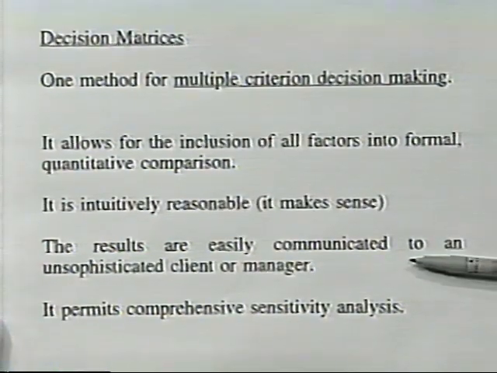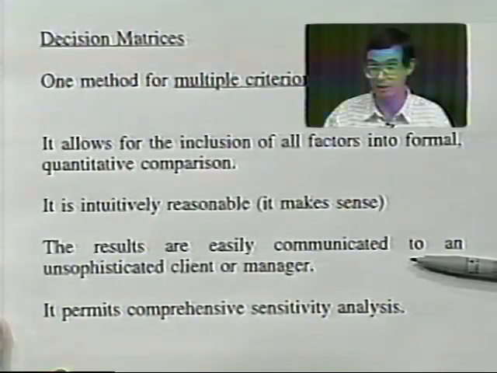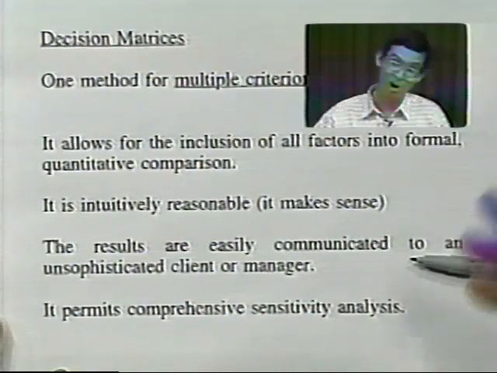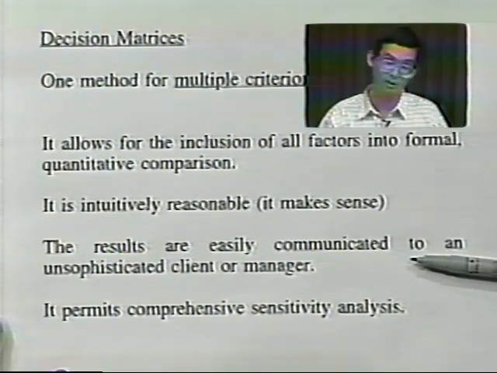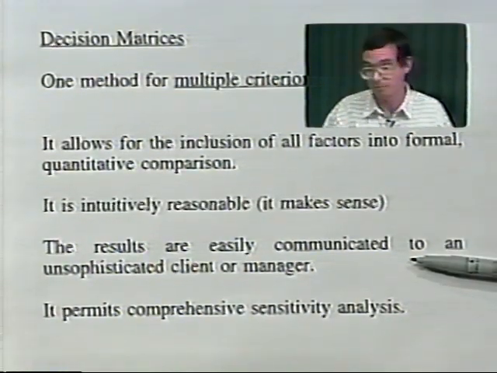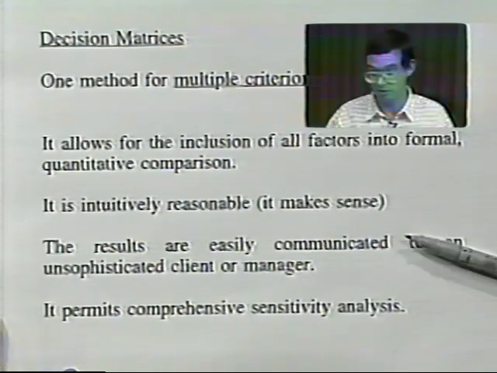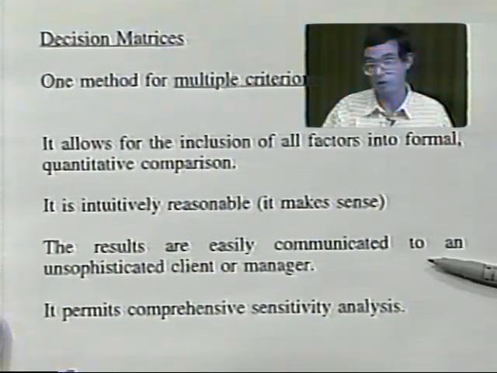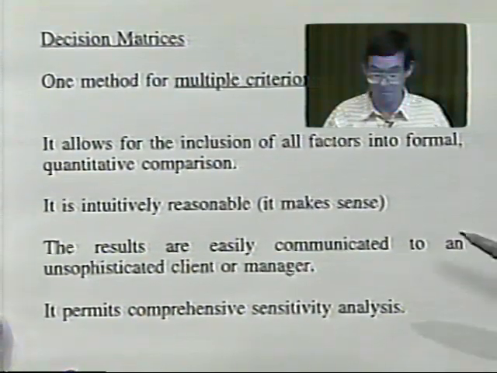The results are easily communicated to an unsophisticated client or manager. One of the problems that we engineers have sometimes is that we use fairly sophisticated techniques to come to decisions, and our clients or our supervisors, who are sometimes not engineers, have to accept on faith that what we're doing is reasonable. And one of the advantages of decision matrices is that the client or manager can understand what we're doing. It's very clear, and they can actually help us do a good job at it.